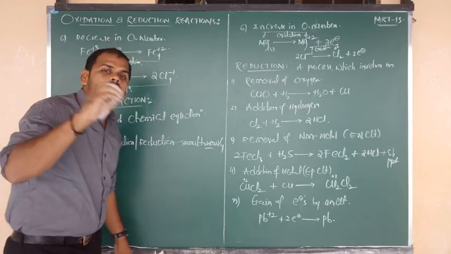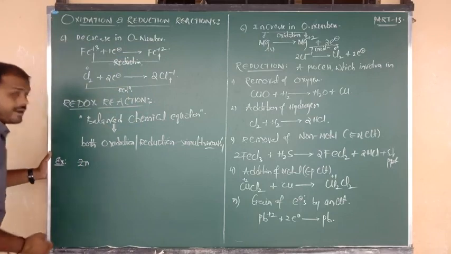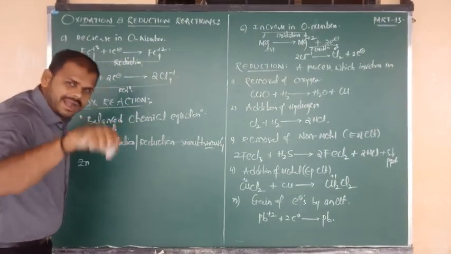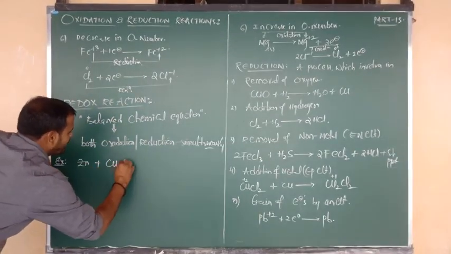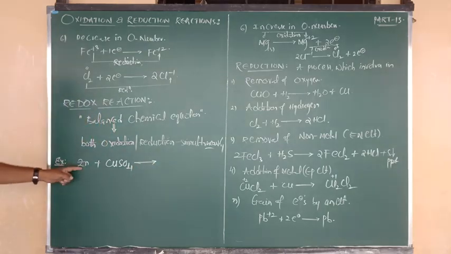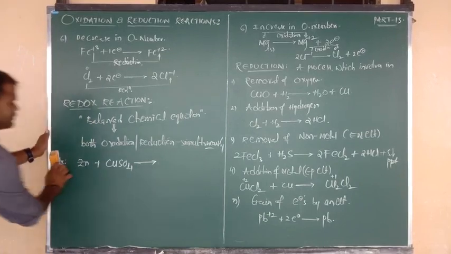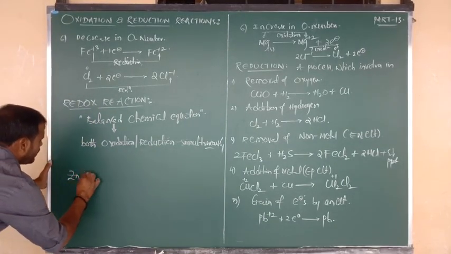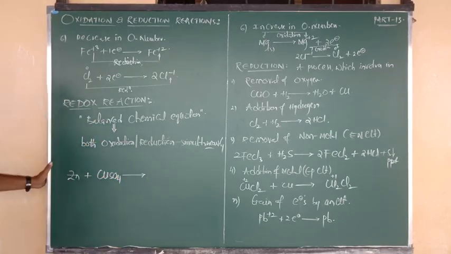Now I am going to consider one metal. Suppose that is the zinc metal, and we can also say zinc granules. The zinc granules are added to the copper sulfate solution. Copper sulfate is nothing but CuSO4 solution. So the zinc granules are added to the copper sulfate solution.